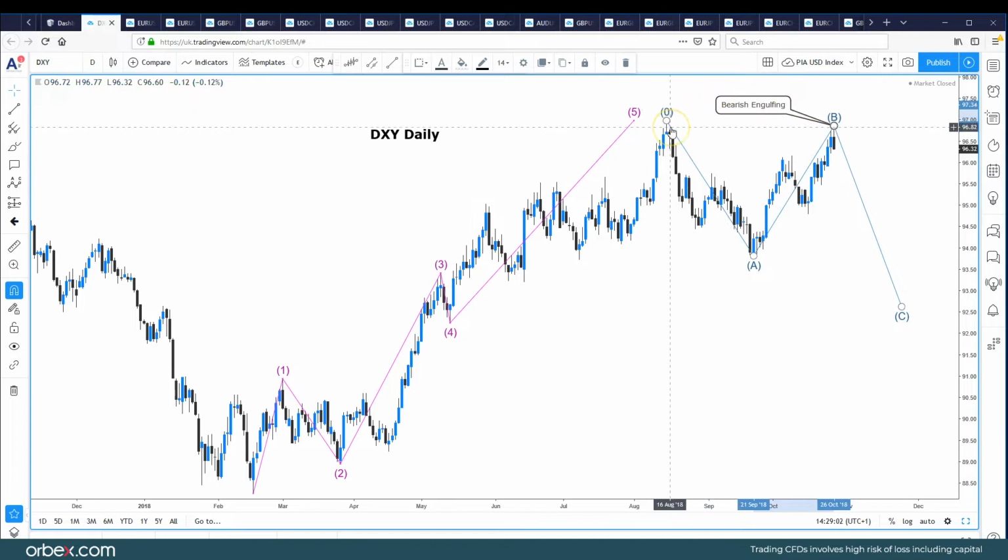Potentials also of a double top formation around 97 the figure, and we've got a bearish engulfing candle from Friday, which sometimes highlights the top of the trend. So we're looking for that leg now to the downside, that bearish leg in the dollar index, and we're going to reflect that back onto our FX majors.